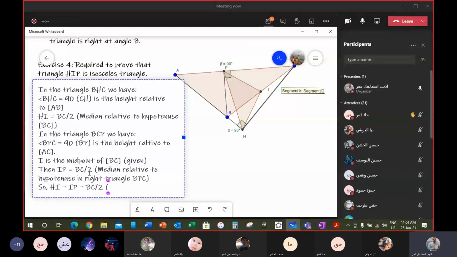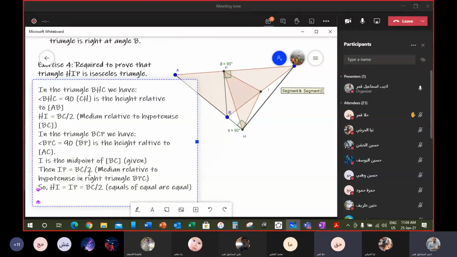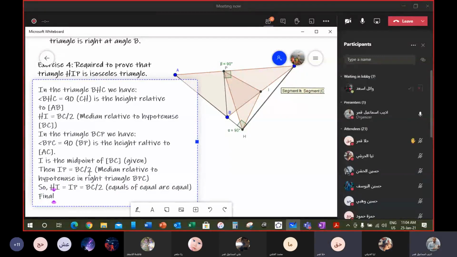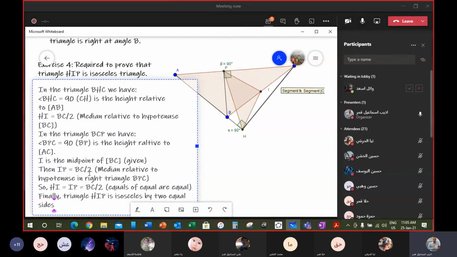Equals of equal are equal. Finally, the triangle HIP is an isosceles triangle. Triangle HIP is isosceles by two equal sides.